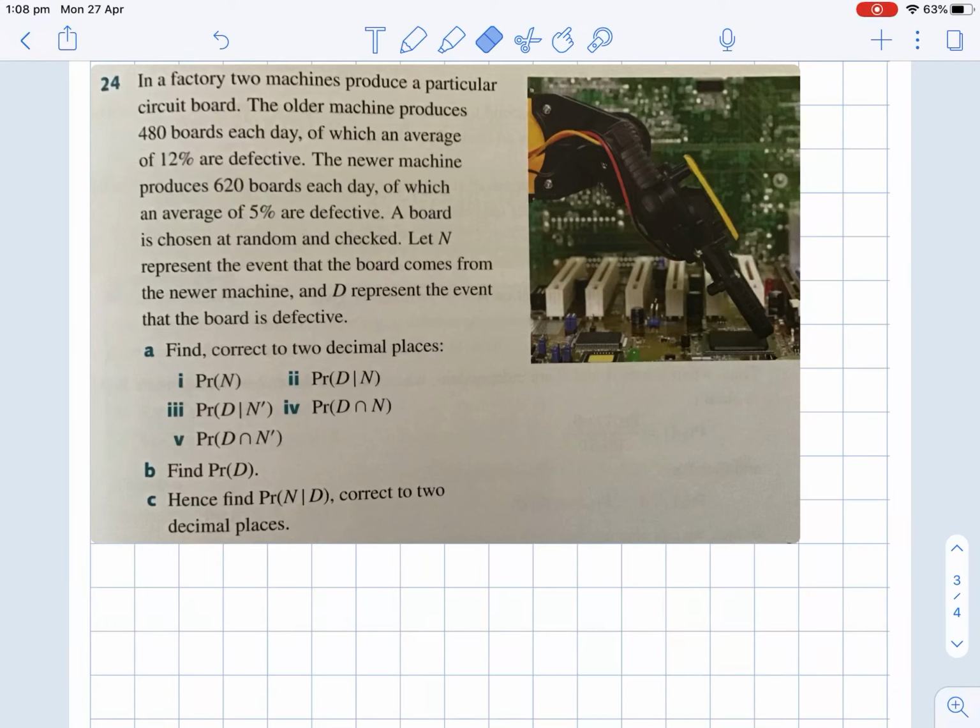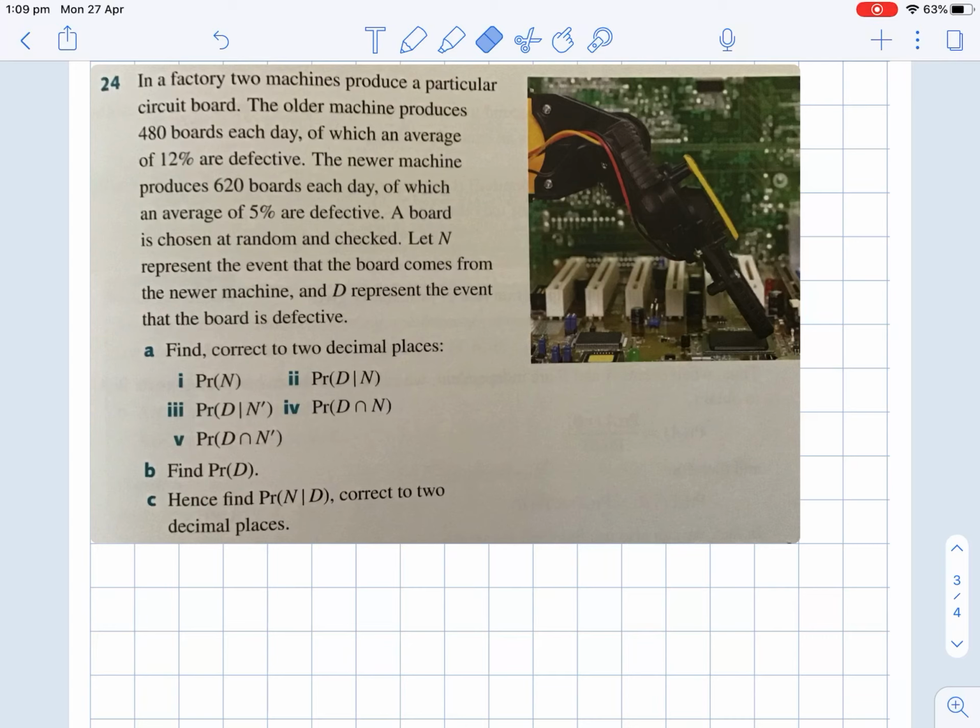Okay, the last video I want to have a look at is question 24 from exercise 9F. In a factory, two machines produce a particular circuit board. The older machine produces 480 boards each day, of which an average of 12% are defective. The newer machine produces 620 boards each day, of which an average of 5% are defective. A board is chosen at random and checked.